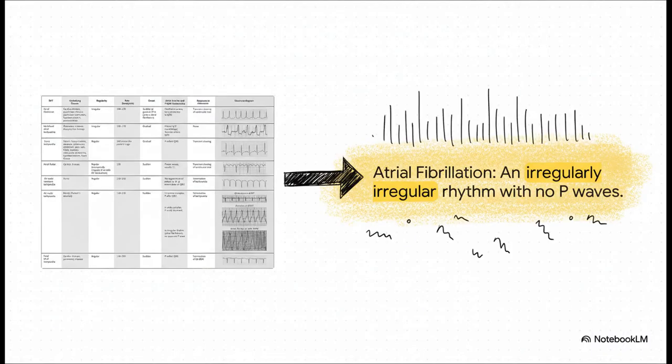Now, look at the difference here. This is atrial fibrillation. The baseline is just chaotic, you can't see any real P waves, and the RR interval is completely random.